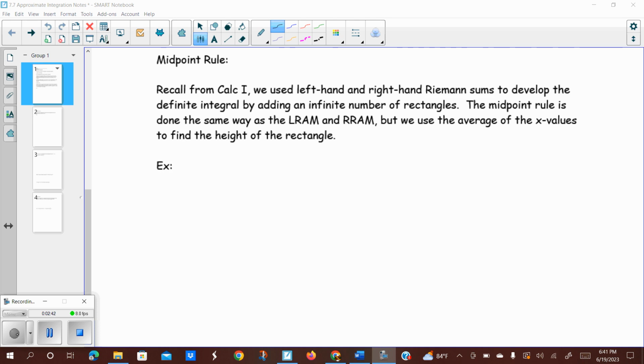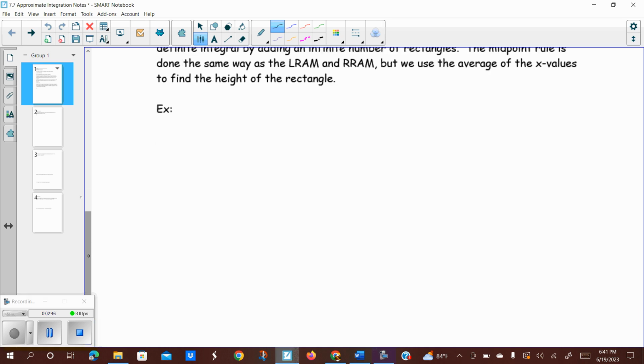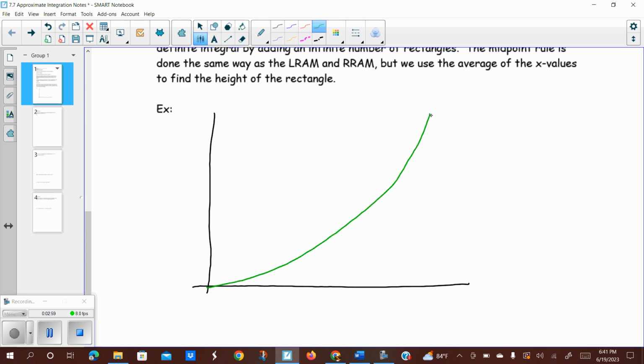So our example here for midpoint is pretty much the same idea. I'm going to do a little sketch here. This could be whatever function. It's probably going to look kind of like a quadratic, but it doesn't really matter what the function is. Maybe it looks something like that. This just makes it easy for us to visualize what's going on.